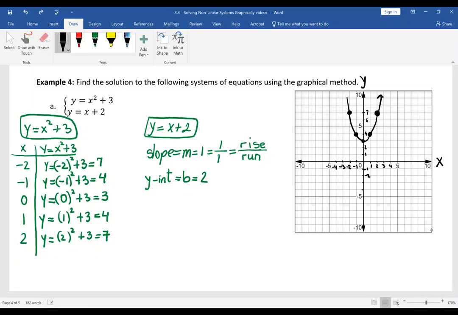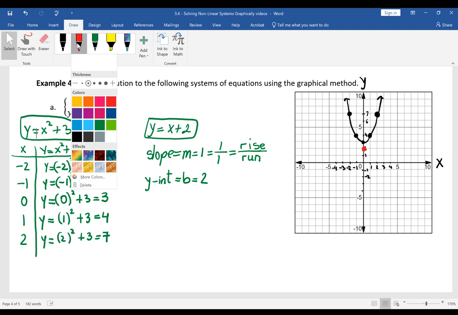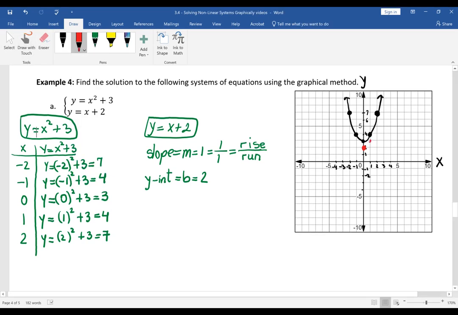Next, we are going to plot a line by first plotting the y-intercept. On the y-axis, we're going to plot the point number 2, the y-intercept. Now, let's look at the slope. The slope is 1 over 1. So that means we're going to move 1 unit up, 1 unit to the right. And now plot the second point right here. Connect the 2 points. I recommend you use a ruler. And this is our line, the line for the second equation.